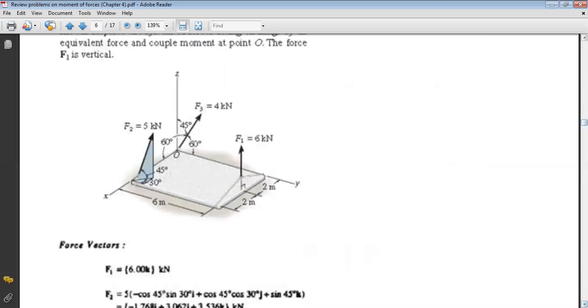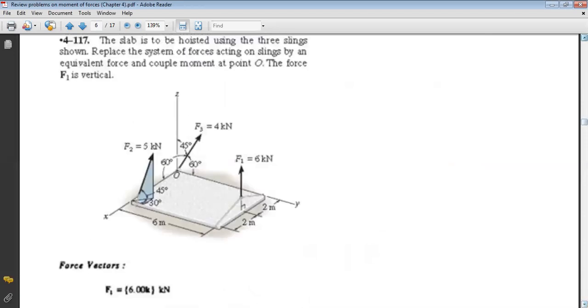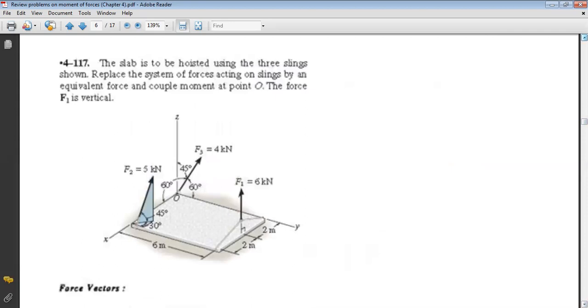Another problem. We have here the slab is to be hoisted using the 3 cables shown. Replace the system of forces acting on the system by one equivalent force and couple at O. Okay? So here, always the same method. To find first the resulting force, we do sum of forces. And to find the resulting moment, we do sum of moment of forces about O.